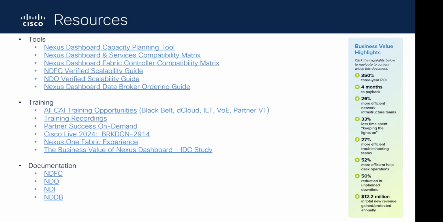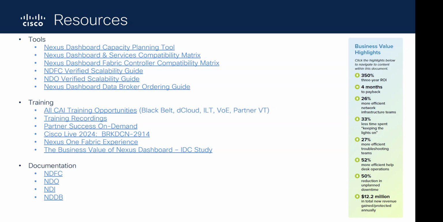And then from a training perspective, we have all CAI training opportunities. This includes black belt classes, dCloud demos, instructor-led trainings, voice of the engineer sessions with members of our BU, and the partner VT. So that link is one that you should definitely bookmark for all Cisco data center training opportunities. The next couple of links, training recordings and partner success on demand, both include recordings from various webinars. I've also included a link here to a session from Cisco Live 2024, which provides a really nice breakdown and even some deployment tips for Nexus Dashboard.